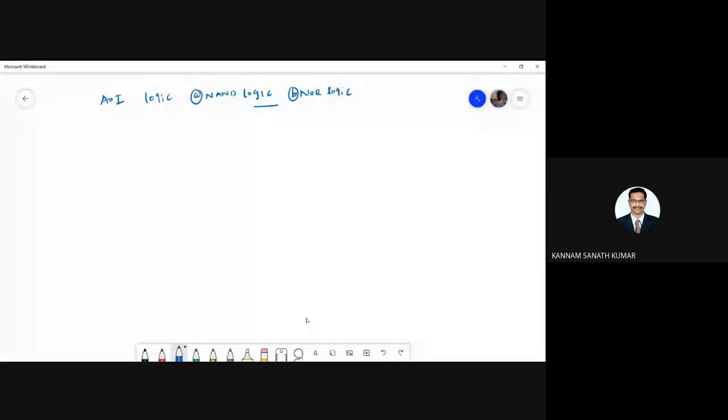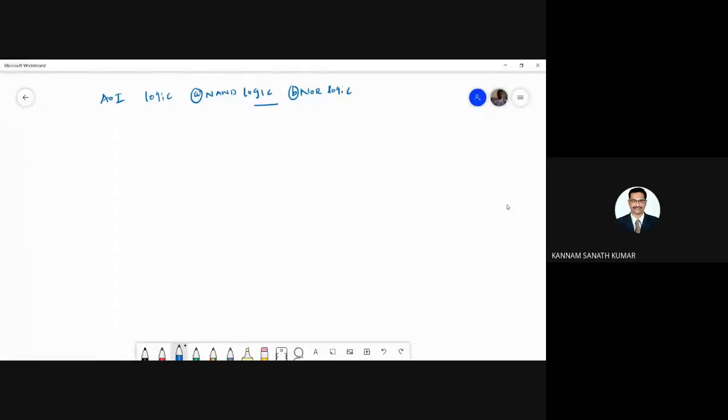Sir, your screen is not visible. Tell me. Now it's okay, sir. Now is it visible? Yes, sir. Can you see this whiteboard? Microsoft whiteboard. Is it visible? Yes, sir.